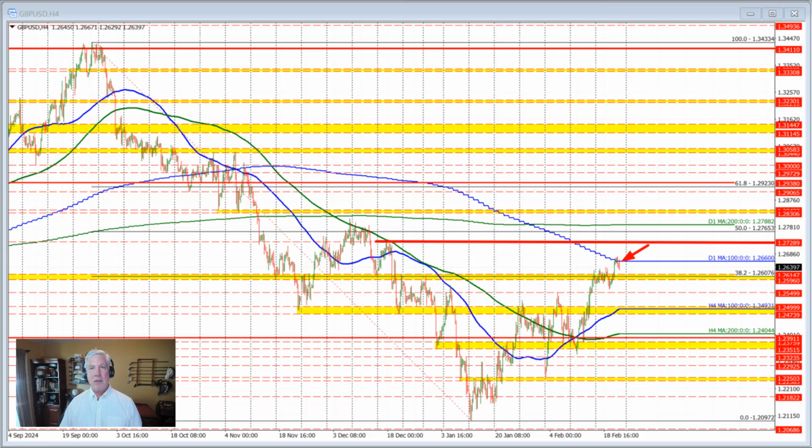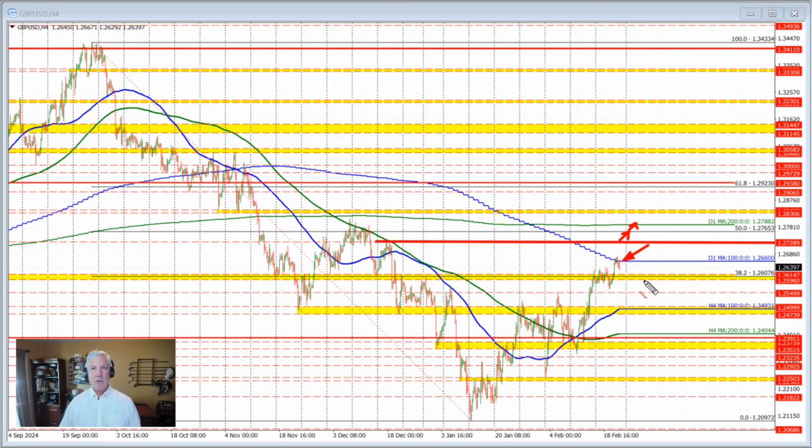And then if we get above that level, we start to look toward the 50% retracement of the same move to the downside, followed by the 200-day moving average. That's the green line in this chart. Those levels come in at 1.2765, 1.2788.